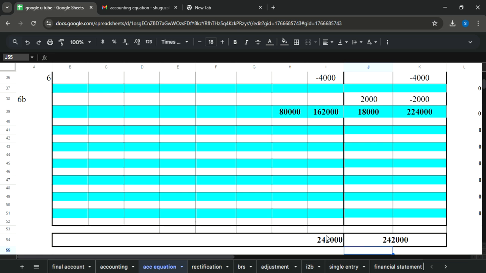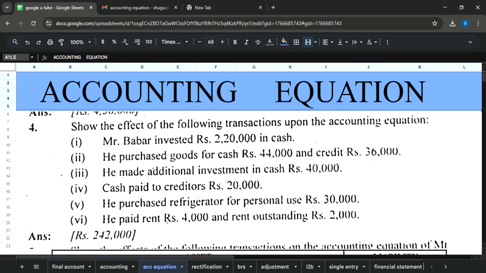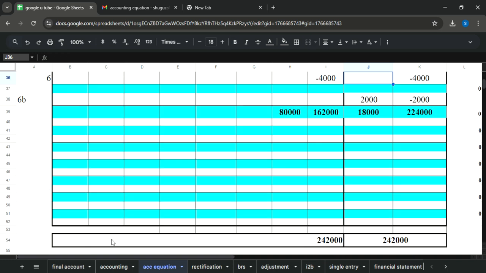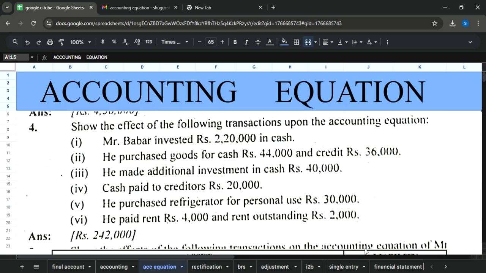The answer is given in the question. Let's check it out. So the answer in the book is 242,000 and the answer which we have calculated is also 242,000. So guys, in this way our question has been completed. All 6 entries are done. The answer is matched. I request you to please solve this question by yourself 3 to 4 times.